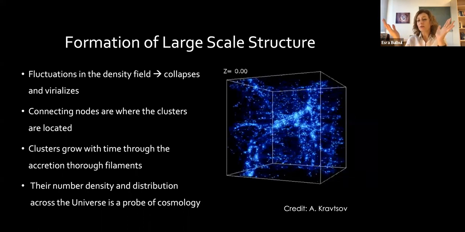They are variable objects, but not in the sense that we see in other stellar objects. So for example, they don't vary from day to day or month to month, but their evolutionary timescales are on the order of gigayears. So they slowly evolve through time. And their number density and distribution across the universe is a very good probe of cosmology, and that's why these objects are very important. So by counting their numbers and how they are distributed in our universe, we can constrain the basic parameters of our universe today.